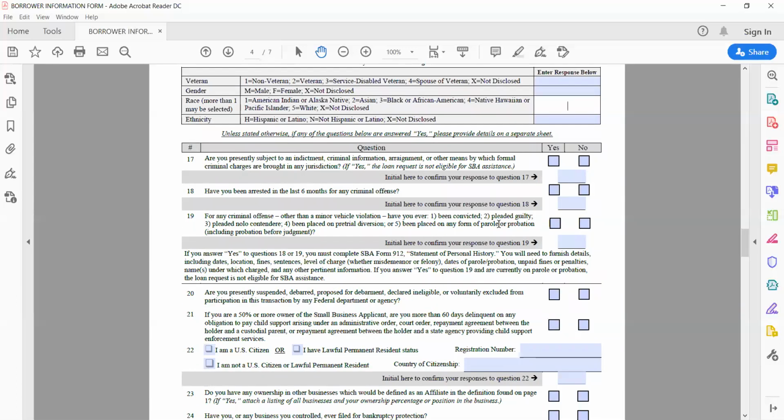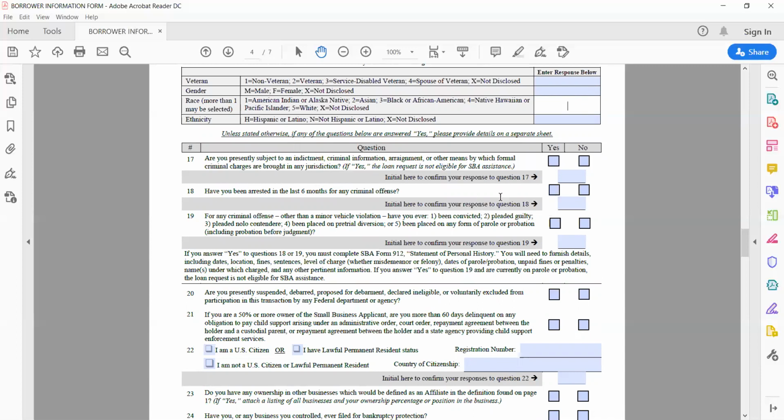17, 18, 19 has to do with character of the individual. Most importantly, 17, if you're currently involved in any sort of criminal indictment or arraignment of some sort, you're going to need to get that settled first before you'll be eligible for SBA financing. 17 is critical.